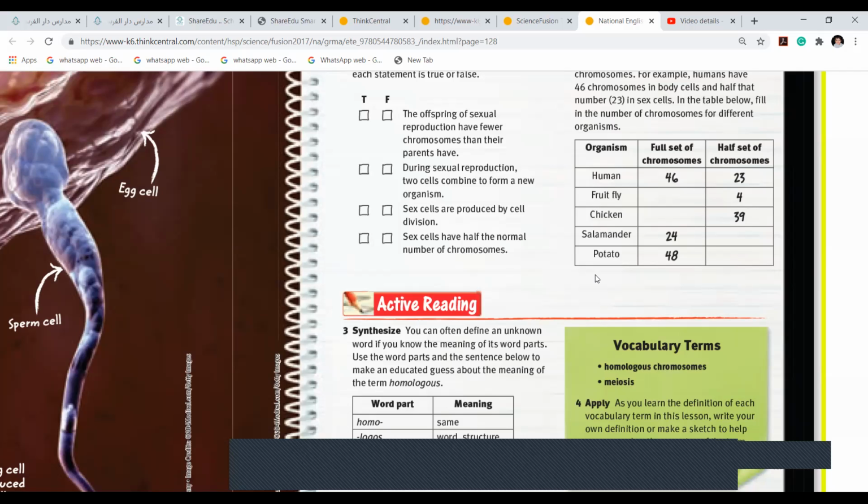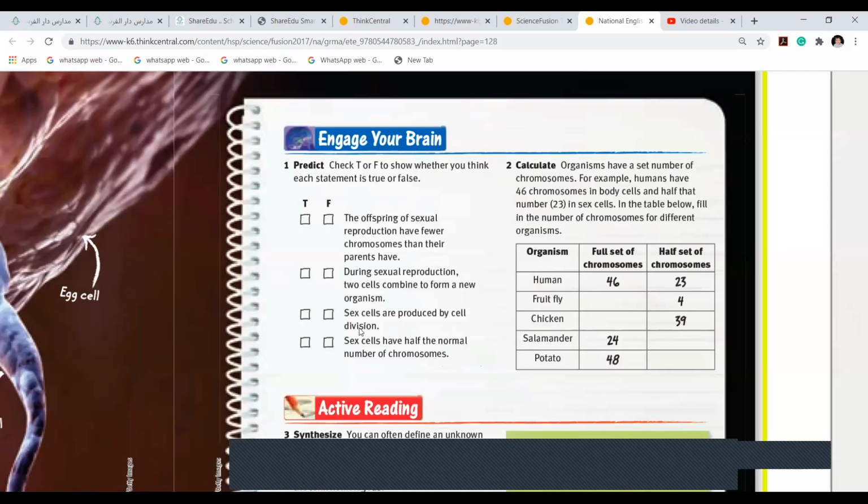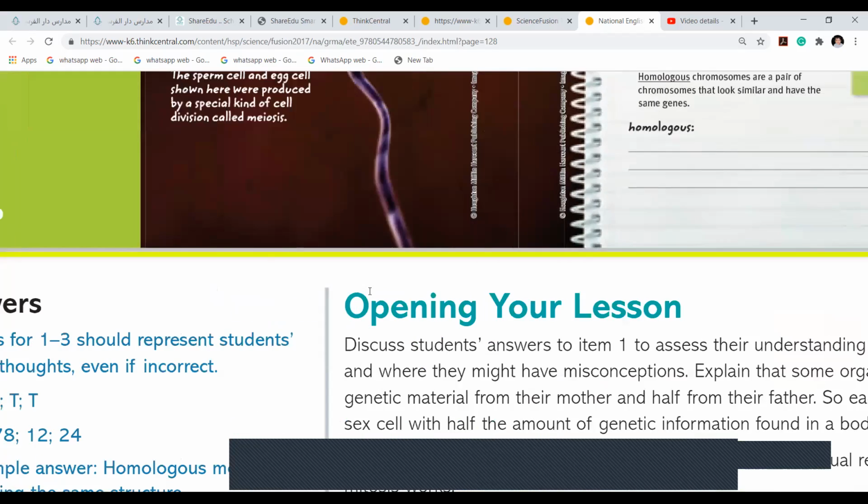So, during sexual reproduction, two cells combine to form a new organism. Now, just now I have explained to you about sexual reproduction. Two cells, that is male sperm and female egg cell, they combine to form a new organism. So is this true or false? True. Very good, because it's clearly given that two cells combine to form a new cell.